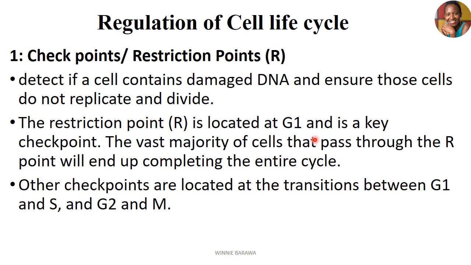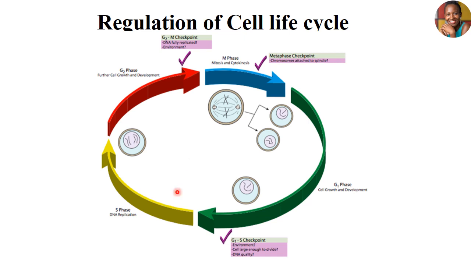But where again do we find these checkpoints? Other checkpoints are located between G1 and S phase, and then we have another checkpoint located between G2 and the M phase. So let me use a diagram to make this clearer. So here are our checkpoints. We said the most important checkpoint is at the G1 phase, or the growth phase. So at the gap 1 phase or the growth phase, we have this checkpoint here.